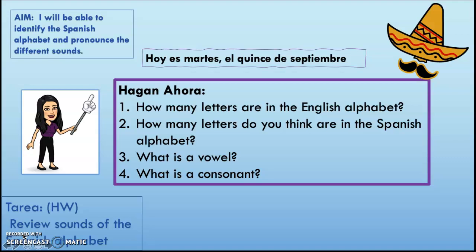Okay, so for número uno, how many letters are in the English alphabet? Okay, as you know, there are 26 letras, 26 letters in the English alphabet. Número dos, how many letters do you think are in the Spanish alphabet? So if you think that there are more letters in the Spanish alphabet, you are 100% correct. There are 30 letters in the Spanish alphabet.